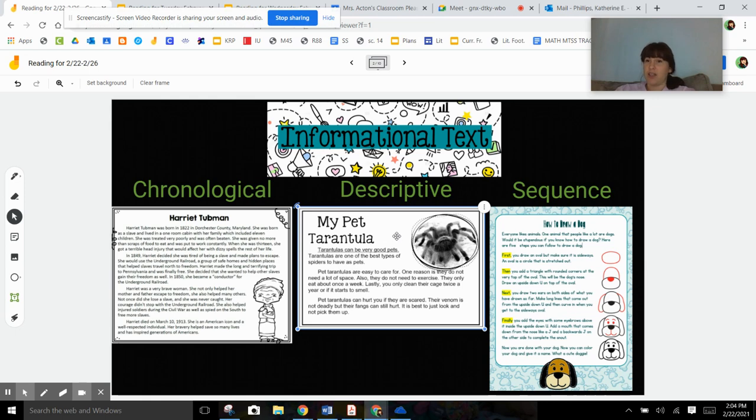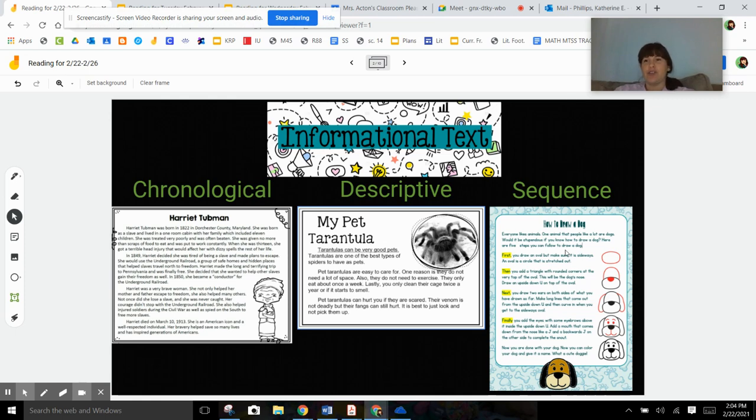So that's kind of a hint when you see an informational text and the whole thing is just describing. It's not going in a particular order. It's just describing what an animal looks like, what something's supposed to do. That's more than likely a descriptive text. That's the structure.